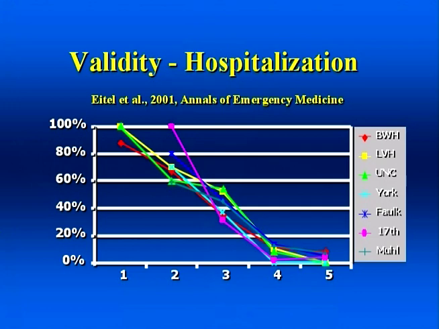Almost 100% of level 1 patients are hospitalized. Somewhere between 60 and 80% of level 2 patients are hospitalized. 30 to 50% of ESI level 3 patients were hospitalized, and almost 0 level 4 or 5 patients were hospitalized. While there is some variability, this work demonstrates good validity of the ESI triage system.